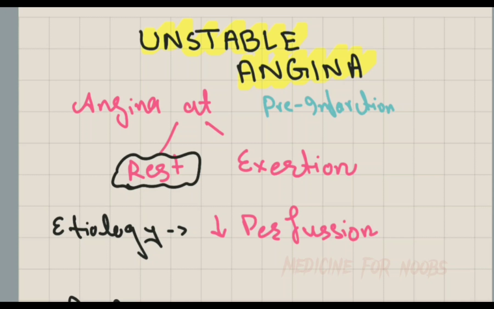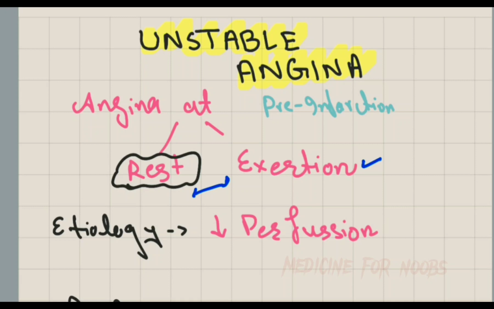Today we are going to talk about unstable angina. Unstable angina is a type of angina which occurs at rest, opposite to that of the stable angina which only occurs at exertion. But the unstable angina occurs at both exertion and at rest.